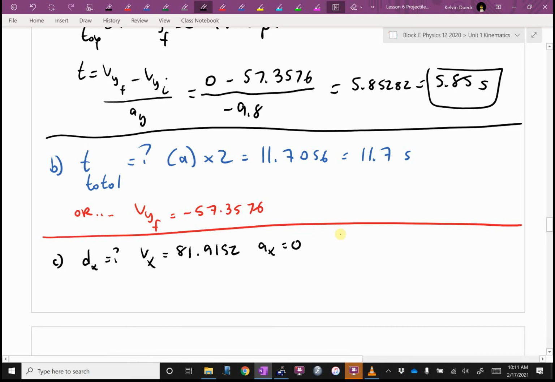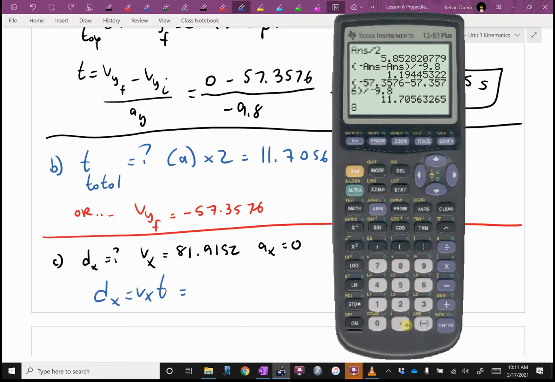Okay, so T equals 11.7056. Which equation? I think dx equals vxt. What happened to the plus a half AXT squared? Oh, what's the horizontal acceleration? 0. How far downrange will it end up? 81.9152 times 11.7056, or use your answer button if you happen to have that number still stored, and I get 104 meters downrange.